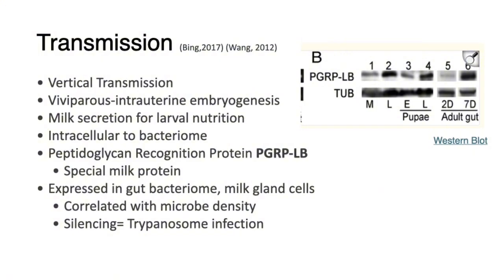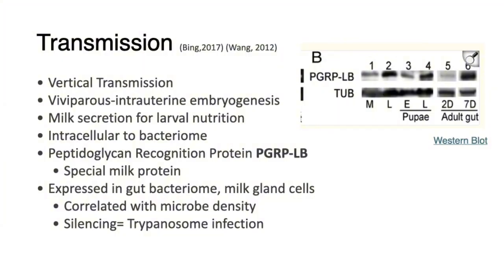We also see vertical transmission through milk secretion, and it is to aid in larval nutrition. The Wigglesworthia is intracellular to the bacteriome, and it has a recognition protein called PGRP-LB, which is seen in the milk glands. This is what helps the host recognize this symbiont as a friend, so that it evades the host immune defense response.